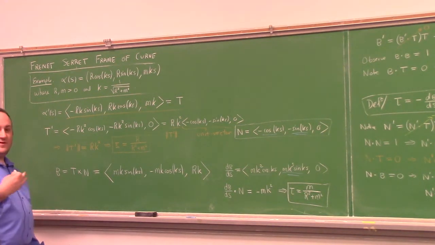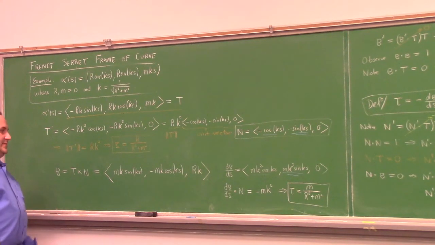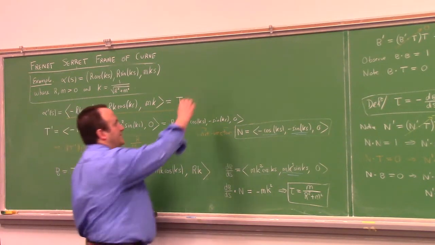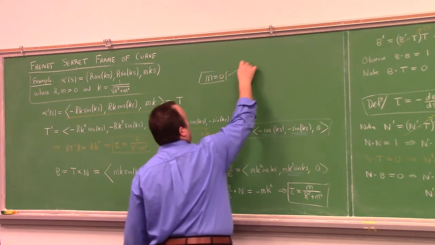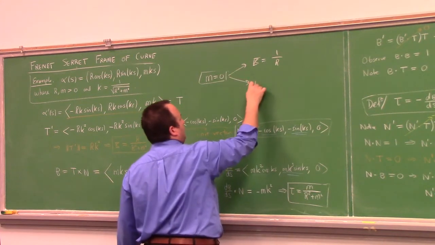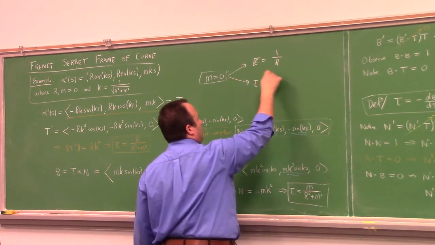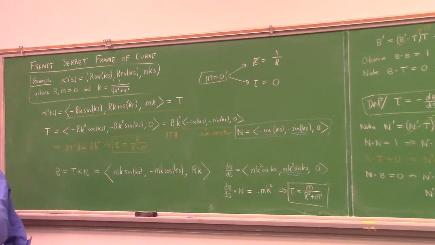Anyway, what happens if m equals 0 and the radius is non-zero? If m equals 0, that's actually a very interesting case. What happens there? We get curvature 1 over r, and we get torsion equal to 0. And of course, when m equals 0, the helix is actually a what? No. I mean, r going to infinity would be a straight line, kind of.